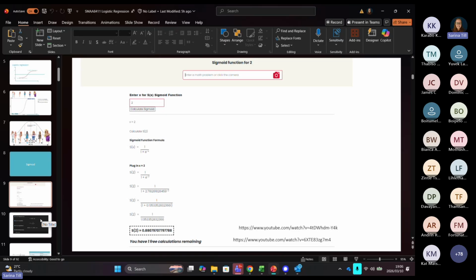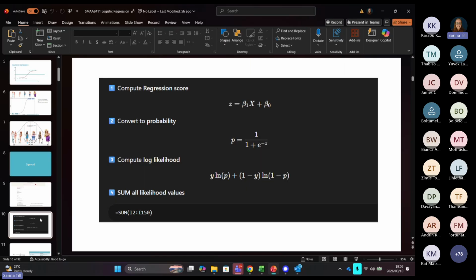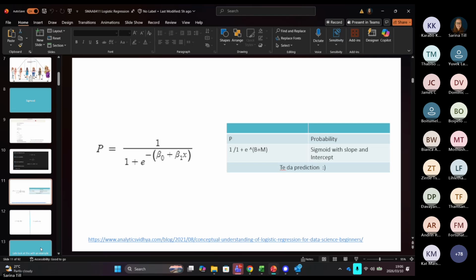Why is that interesting for us? So we're going to compute the regression score. We're going to convert it to probability by shoving it into the sigmoid function. We're going to look at how far we went wrong. We're going to add everything we did wrong up to get our maximum wrong. And then we're going to use gradient descent. But what are we feeding that x? What is that x value?